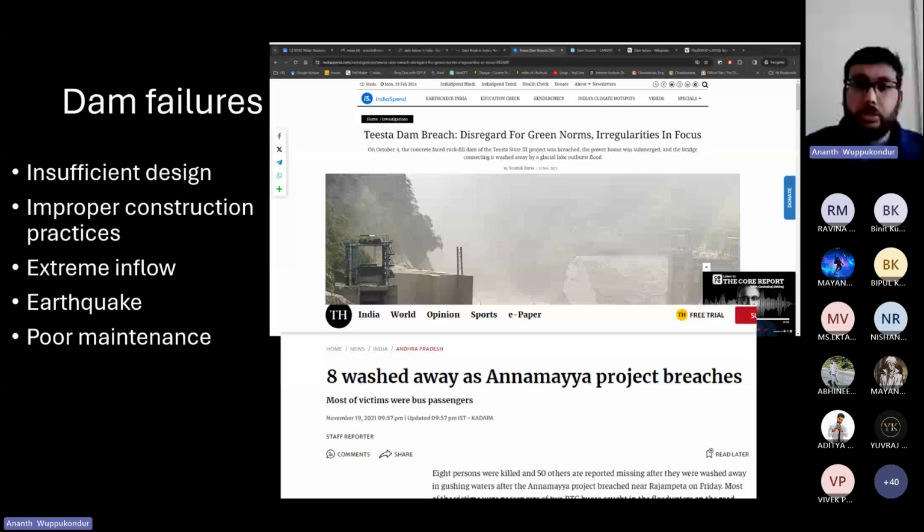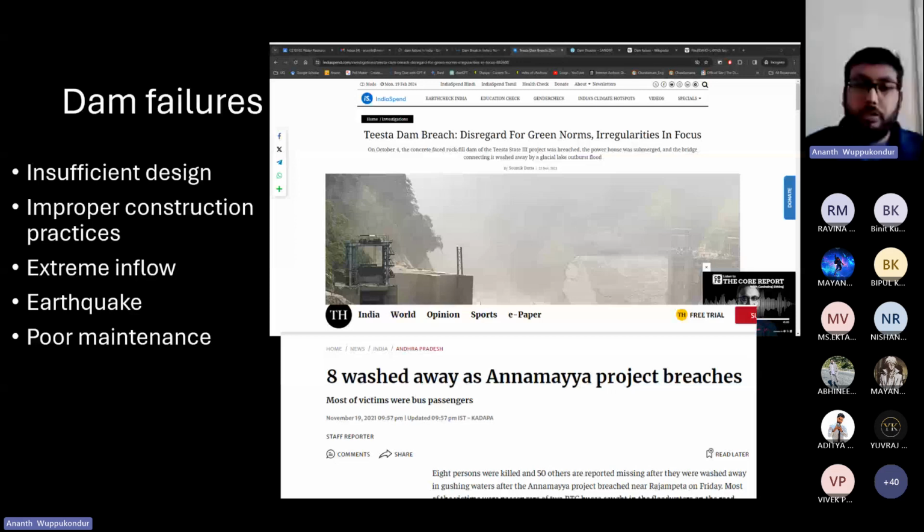So the main reason for failure of dams is insufficient design. When you consider the forces acting on the dam, if you do not ensure the stability of the dam, then it is going to fail. And also because of improper construction practices. On paper, you might have done a proper design, but when executing it, if the field engineers are not aware of how to execute it properly, then they are going to do what they know, and it is going to lead to failure of the dams.